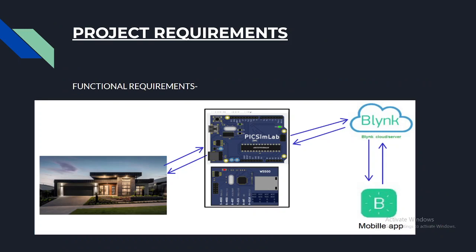Now I am going to discuss project requirements. Here we can control garden lights, temperature control of the home, and water tank level control by using the Blynk IoT app.